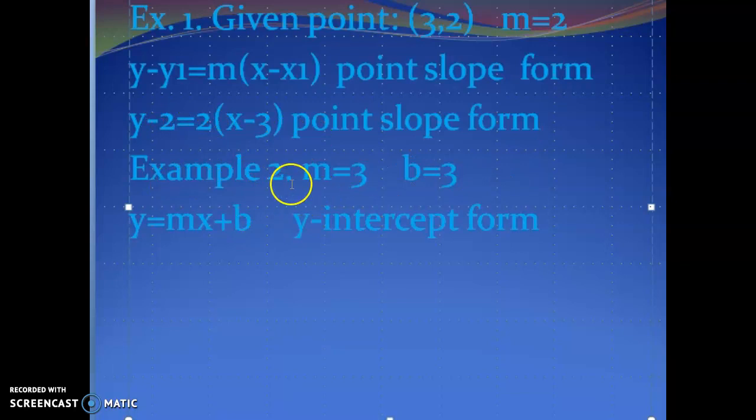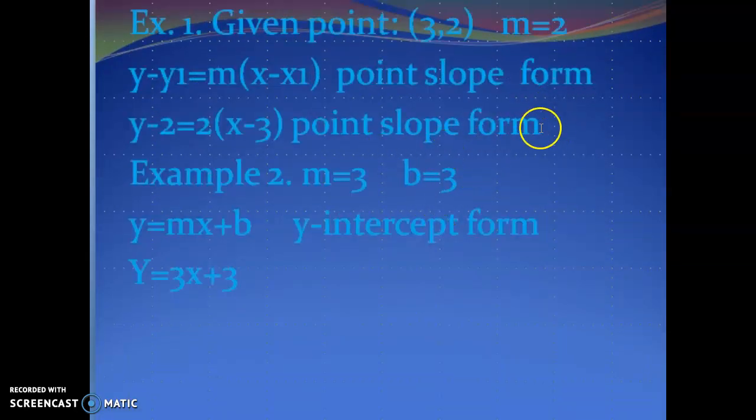Let's take a look at example number 2. You're given a slope which is 3 and your y-intercept is 3. If you use the y equals mx plus b, or y-intercept form, you can just plug in your slope and y-intercept to the equation. So you have y equals 3x plus your y-intercept, which is 3 also. So your equation will be y equals 3x plus 3. So this is your y-intercept form equation.